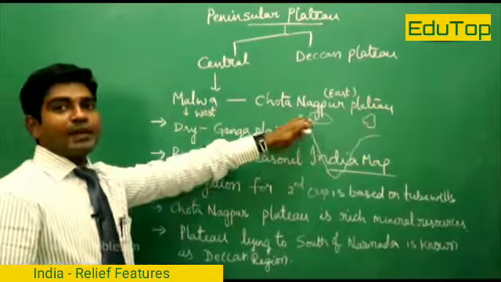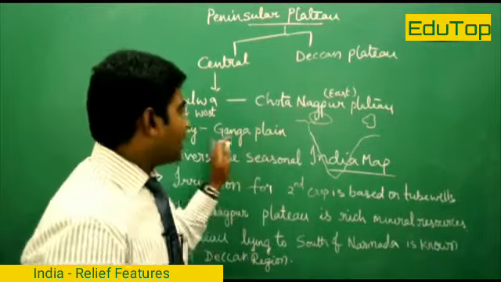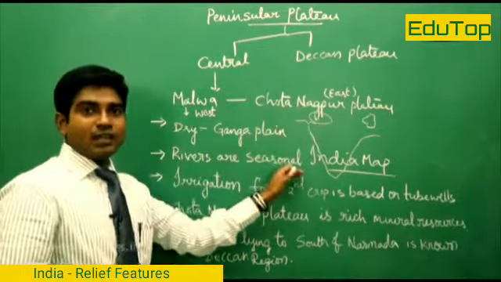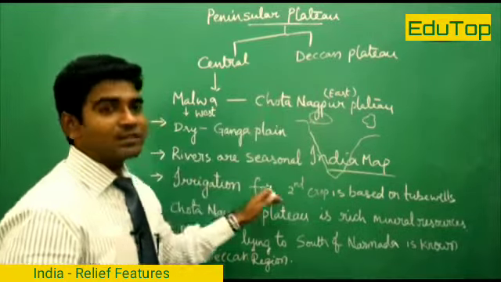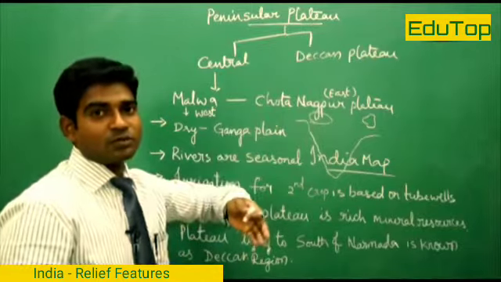Compared to the Ganga region, this is a dry land because here the rivers are seasonal and not perennial like the rivers flowing through the Ganga region. The irrigation for the second crop, we have three crop seasons in India.